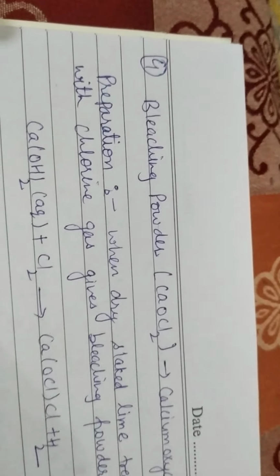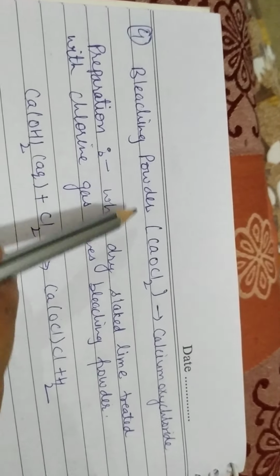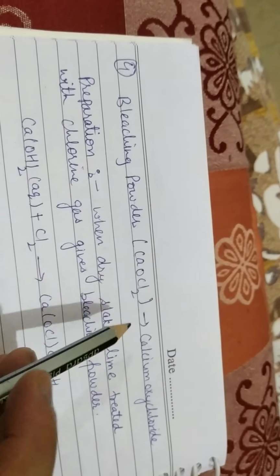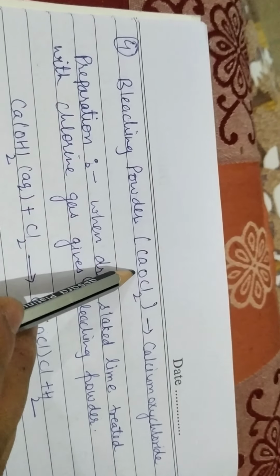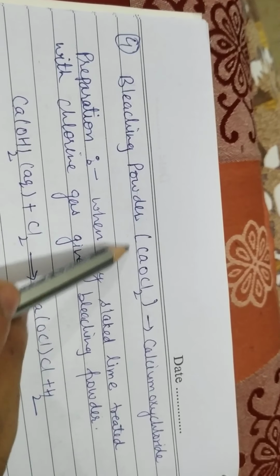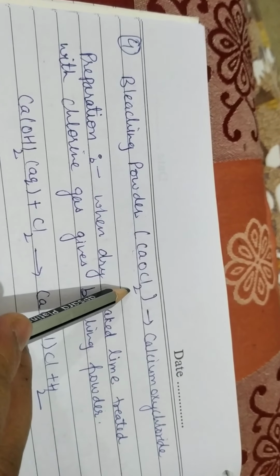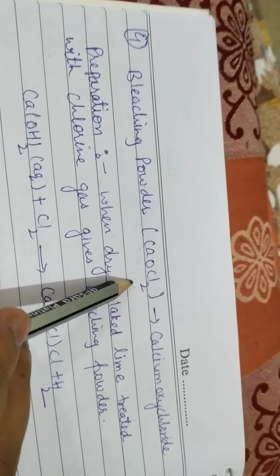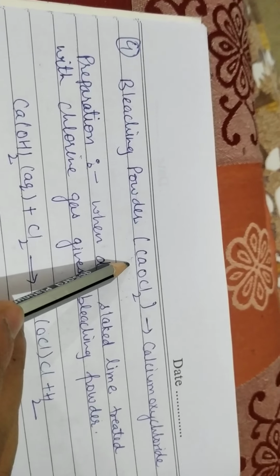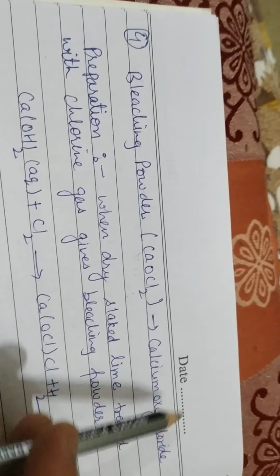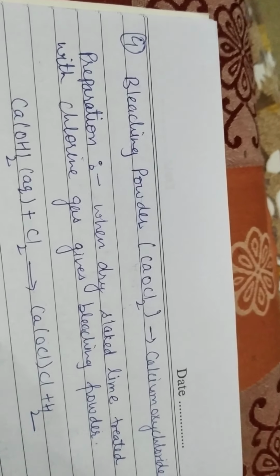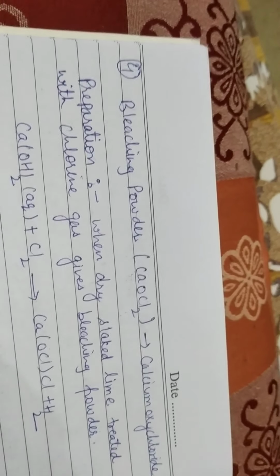So students, our next salt is bleaching powder. So let us discuss bleaching powder. Its chemical name is calcium oxychloride, CaOCl2. Chemical name is calcium oxychloride, right? So let's see its preparation, how it is prepared.